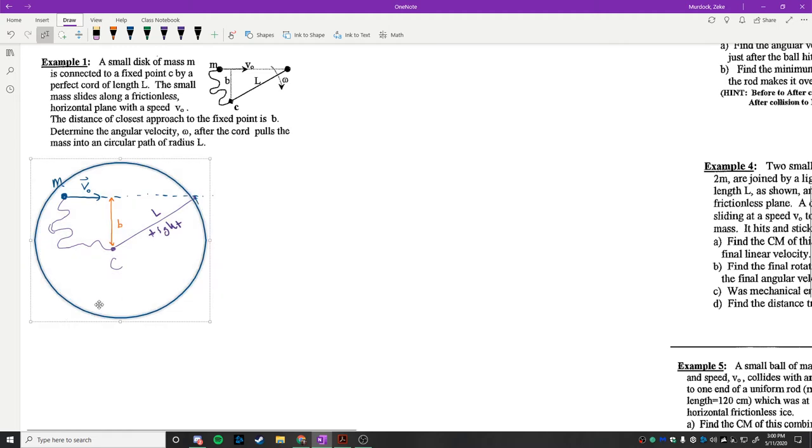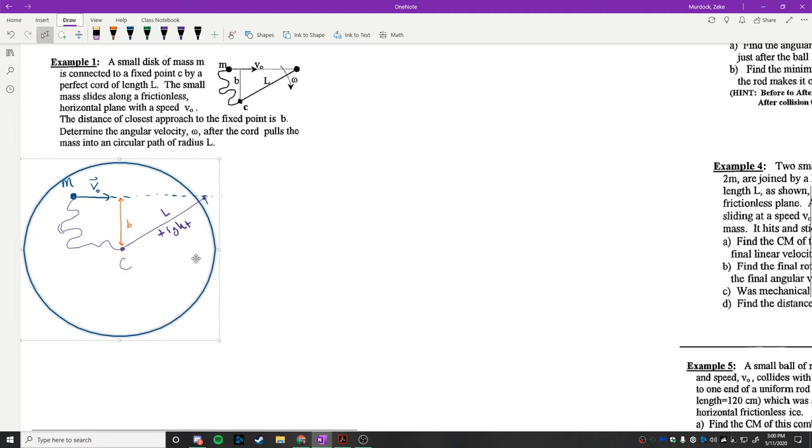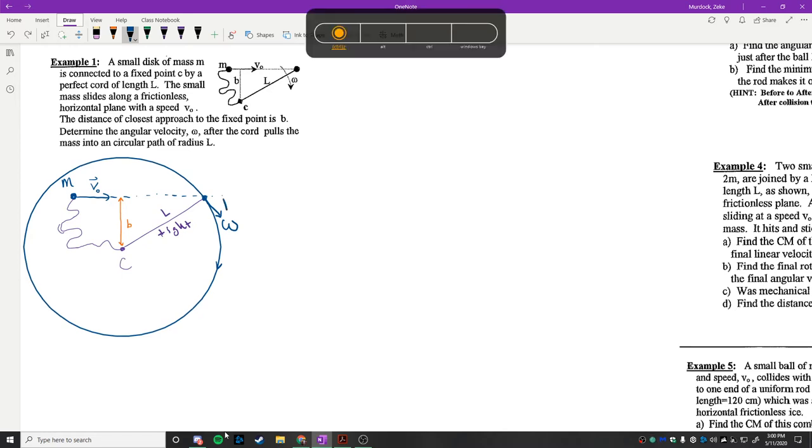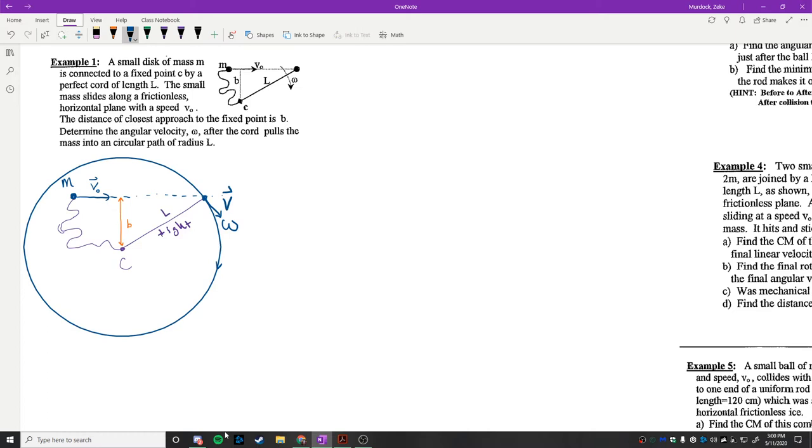It's eventually going to go along a path something like this. Something like that, right? So once it gets to this point, it's now going to be traveling in a circular path with an angular speed that we're calling omega, okay? And its velocity vector is now going to be pointing like this. We call it V. Kind of looks like an R. Okay? So this is like initial, and then this path out here is the kind of final situation.